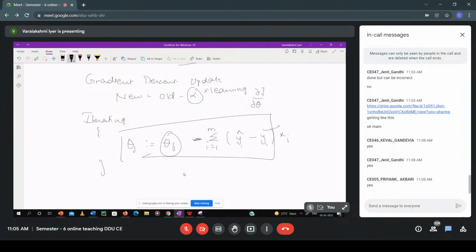Okay, is this clear to everyone? Yes or no? Is this update formula clear to everyone? Yes or no?